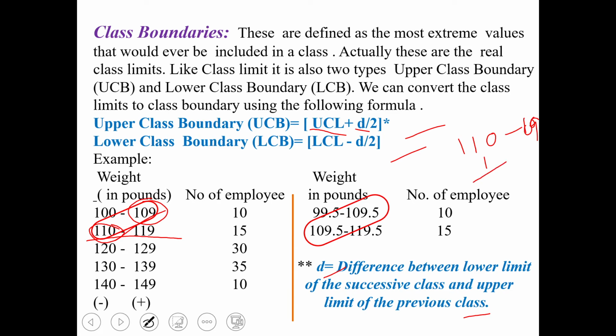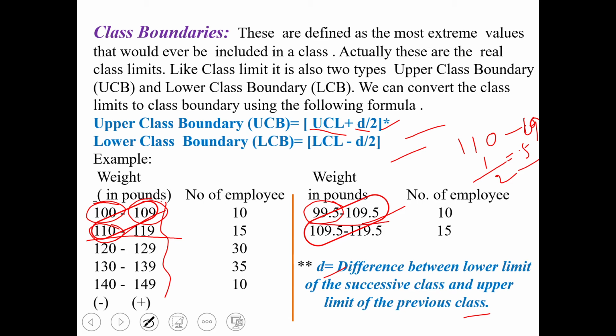So 1 divided by 2, you can see here 2, so you will get 0.5. So this 0.5 will be subtracted from this side, and this value will be added on this side. Okay, so the first thing is 100. So 100 minus 0.5, you will get 99.5, and 109 plus 0.5 equals to 109.5. So in this way you can calculate the upper class boundary and the lower class boundary.